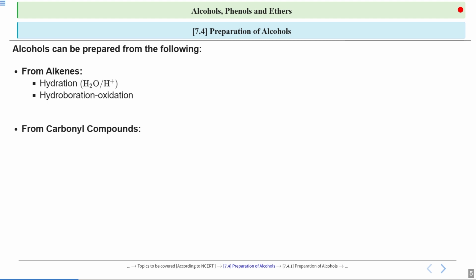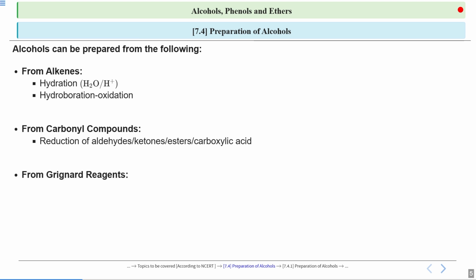Second, alcohols can be prepared from carbonyl compounds, such that if you reduce the aldehydes, ketones, esters, carboxylic acids, then you will get alcohol as the product. Third method is the preparation of alcohols from Grignard reagent. Grignard reagent is alkyl magnesium halide, RMgX. So when you react the aldehydes, ketones and esters with Grignard reagent, you will get the alcohols as the product.